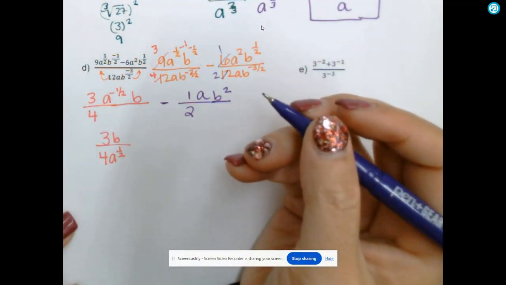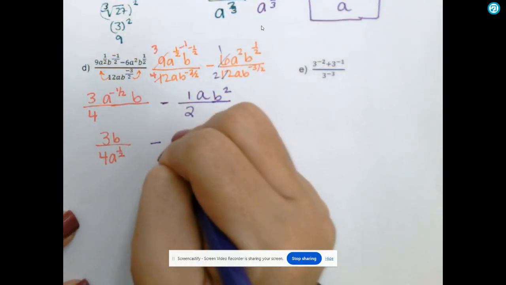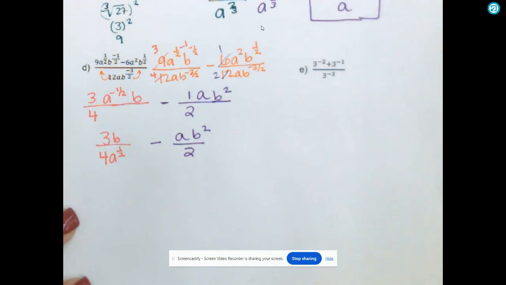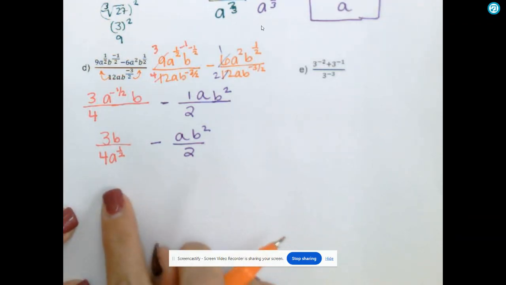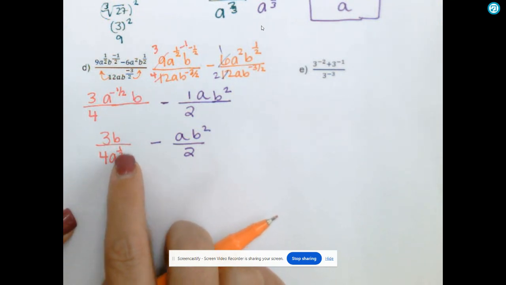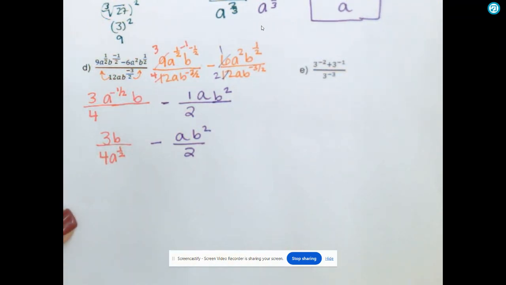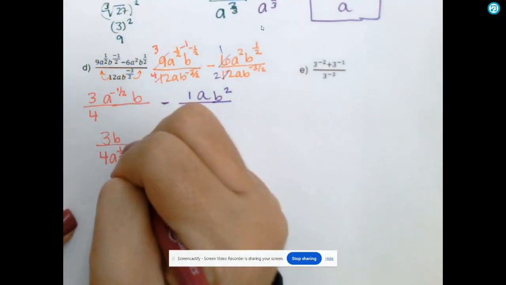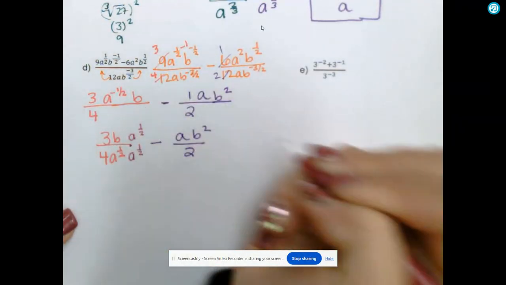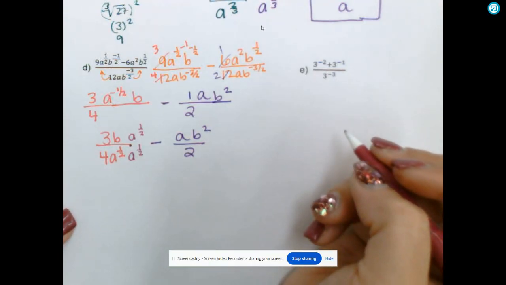Well, that one's already kind of pretty. So now the only issue is our denominator. We need to make this one fraction, so we need a common denominator. Again, we can't have a fractional exponent. So to make this 1/2 turn into a whole, we're going to multiply it times a to the 1/2. Do that on top and bottom. It doesn't change the problem.